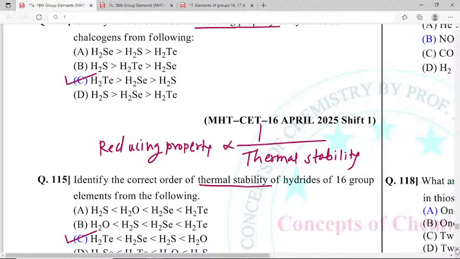PYQs, all PYQs. If you solve all PYQs, you will get 35, 40 marks out of 50. This is 99% sure. If you are not able to solve the PYQs, it is very difficult to cross 20-25 marks.